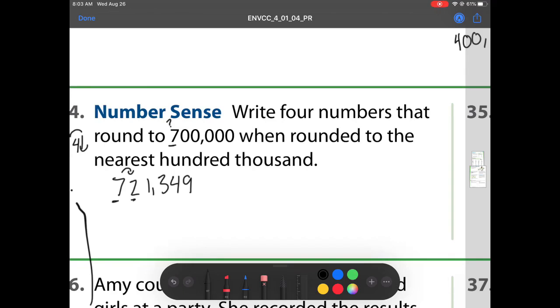Let's use this same idea for another. I have 7 and I need a number that's 4 or less. Well, let's just pick 4. And then remember, it doesn't matter what all these other numbers are because I don't use these place values to round, so I'm going to put all 9s there.